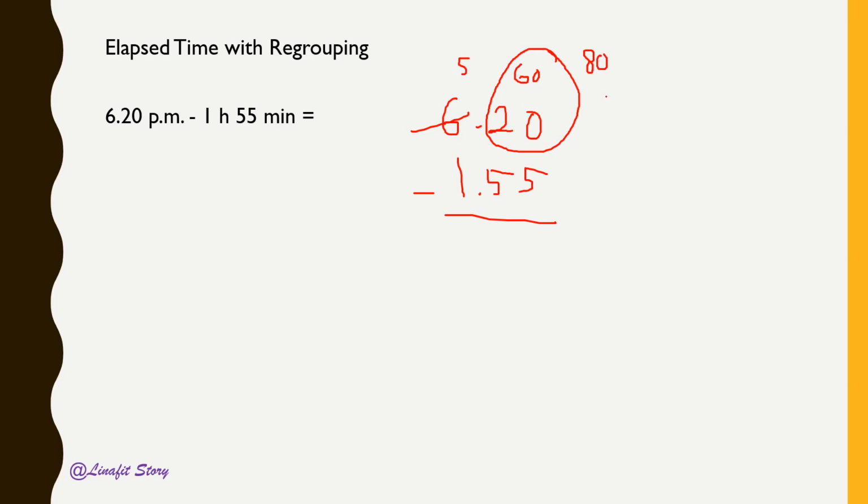Now we can solve the rest. 80 minutes minus 55 minutes equals 25 minutes. 5 hours minus 1 hour equals 4 hours. So the answer will be 4 hours and 25 minutes.